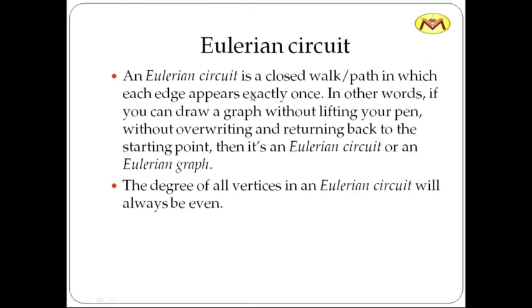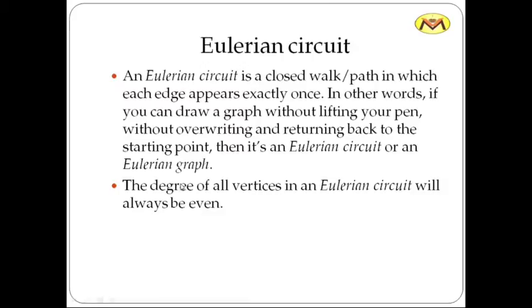So this is something called an Eulerian circuit. An Eulerian circuit is nothing but a path where you start from city A and then you go through all the edges without repetition, without lifting your pen, and then come back to city A. So if you start from a city and you come back to the same city, then if you are able to do that, it is called an Eulerian circuit, or it's also called an Eulerian graph. It's as simple as that.